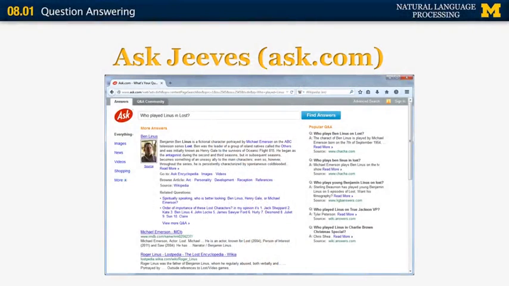There are many other websites and systems that deal with question answering using natural language processing. One of the most popular ones is called Ask Jeeves, formerly. Now it's more known as ask.com. So this is a website that allows you to ask questions in natural language form. For example, who played Linus in Lost? And then it gives you some information about the person. So Ask Jeeves is somewhere between a standard search engine in that it returns mostly documents and a pure question answering system, because it still allows you to ask the questions in the form of natural language questions.